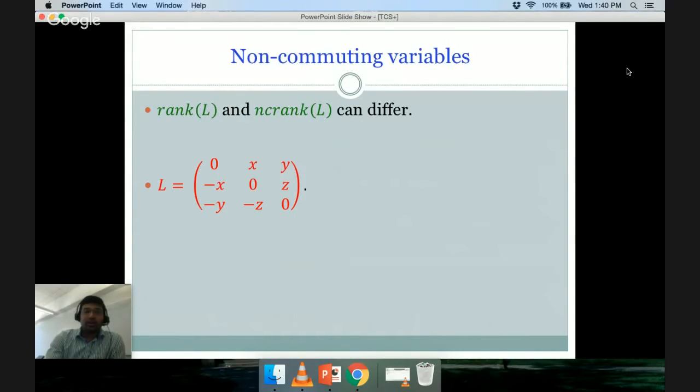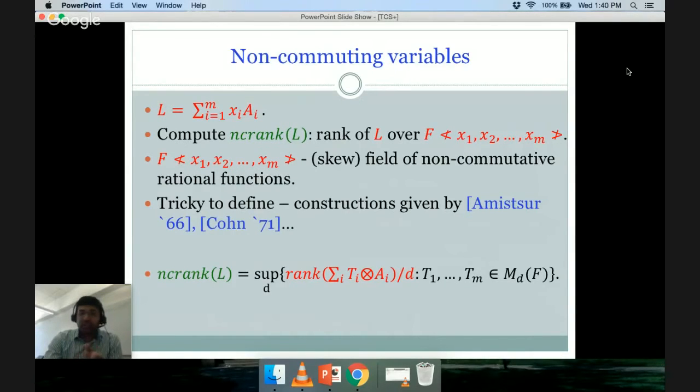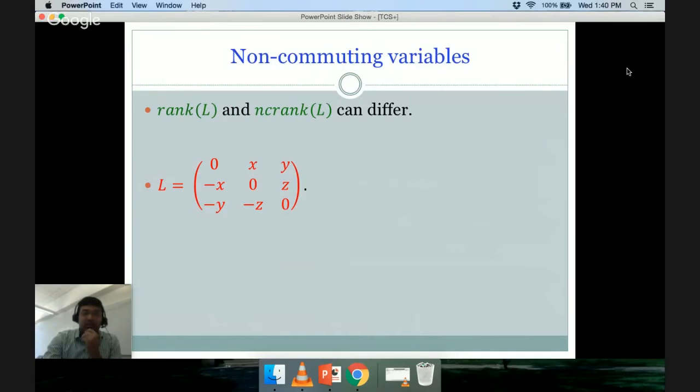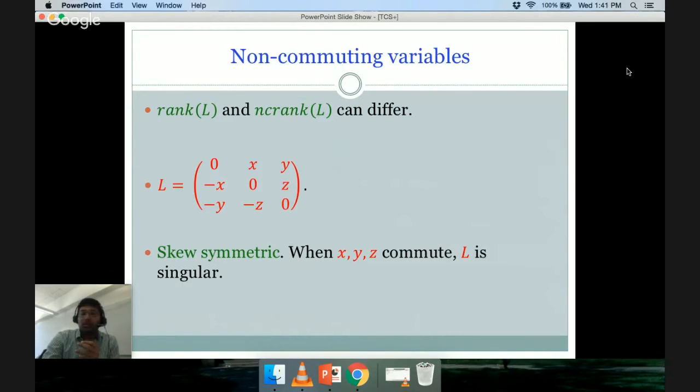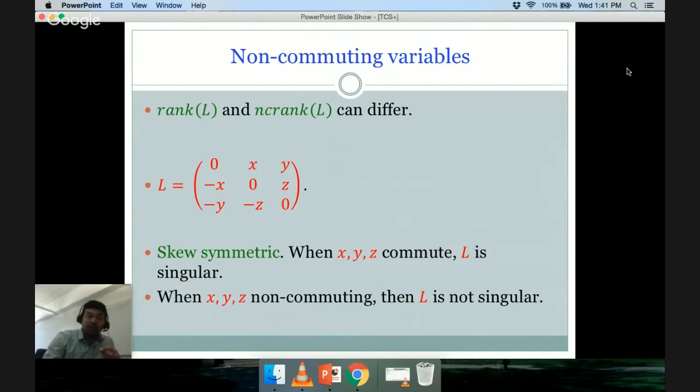One thing you might ask is whether it makes a difference if you tensor with matrices or if you just take linear combinations of the Ai, does the rank change? In fact, these notions of commutative rank and non-commutative rank can differ. One of the most famous examples is this skew symmetric matrix in 3 variables. You look at this matrix L, it has variables x, y, z, and it is skew symmetric. When x, y, z commute, this matrix is singular because it is skew symmetric and hence its determinant is 0. But when x, y, z are non-commuting, in fact, you can prove that L is not singular. You can plug in some 2 by 2 matrices for these variables x, y, z, which makes the huge 6 by 6 matrix non-singular. So commutative rank is 2 and non-commutative rank is 3.